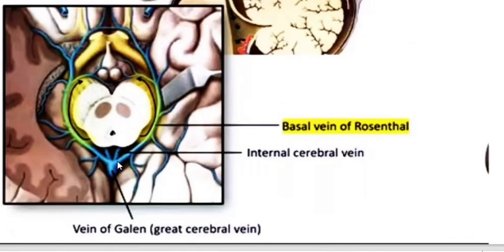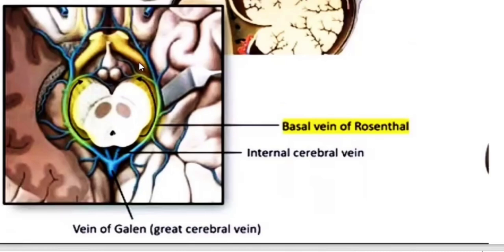And this is the ambient system. I'll explain the content of the ambient system at a later stage. One thing: the vein of Galen is the content of the quadrigeminal system. Vein of Galen is formed by the fusion of the basal vein of Rosenthal and the two internal cerebral veins. So this is the ambient system.